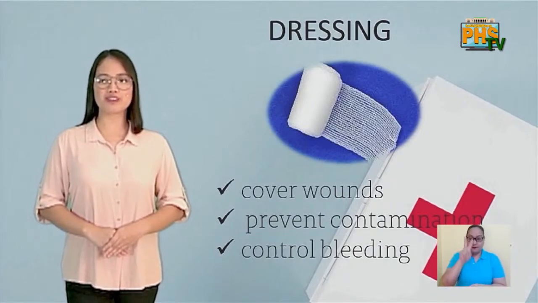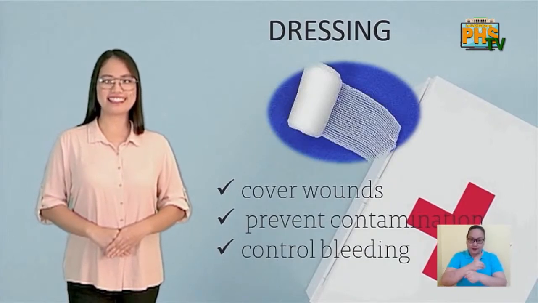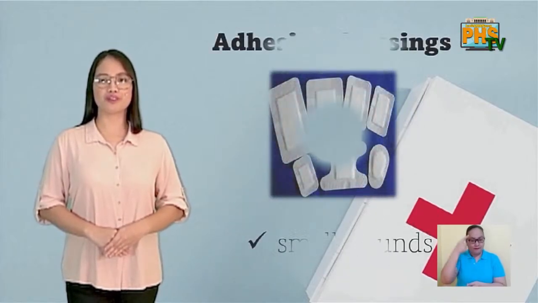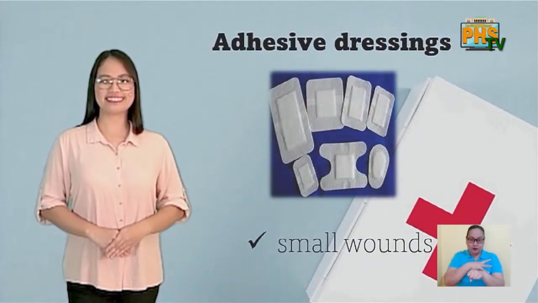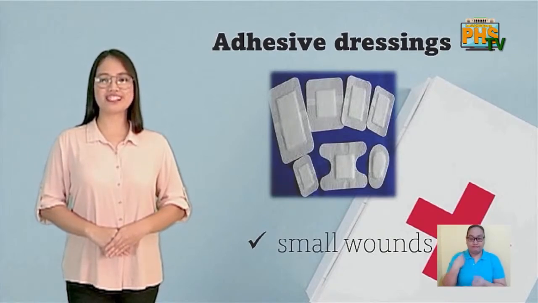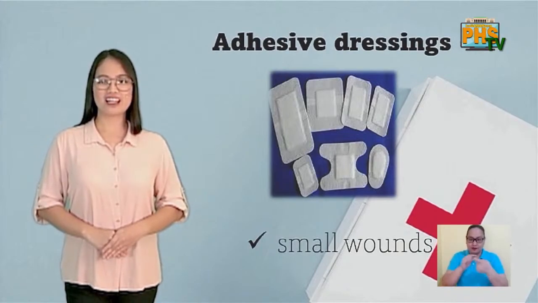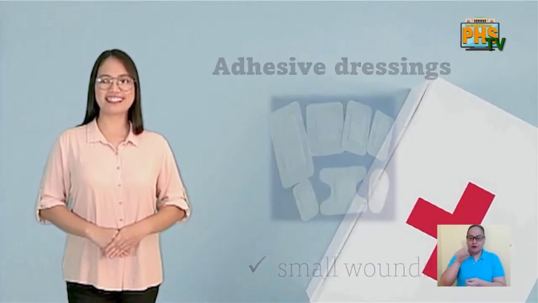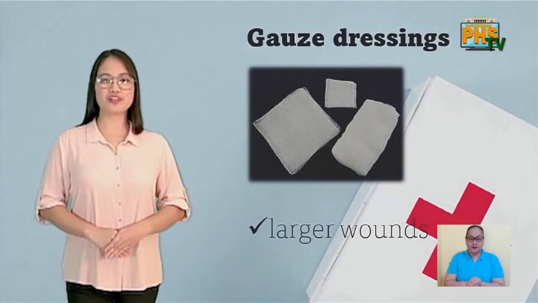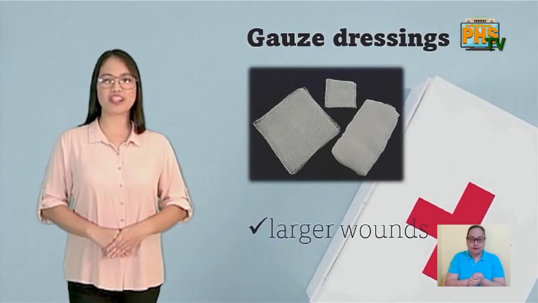There are two types of dressing. Adhesive dressings are used mainly for small wounds. They come in many different sizes, including specific types for placement on fingertips. Gauze dressings are thick cotton pads used to cover larger wounds. They are held in place with tape or by wrapping with a gauze strip.